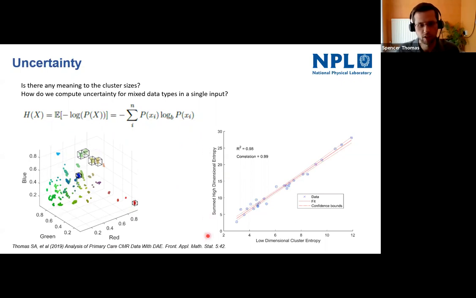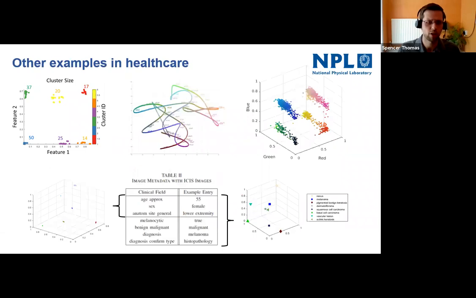And what was interesting is that if we take this low dimensional cluster entropy, and then we take the entropy from the high dimensional data, so for the different fields we compute the different data types independently and then sum that entropy together, there's a direct correlation. So the bigger the cluster here, the more disordered the high dimensional data is. So this is maintaining the characteristics of the data in the low dimensional space. So it's not just a nice visualization, it's capturing those features. And you can apply that to other problems.